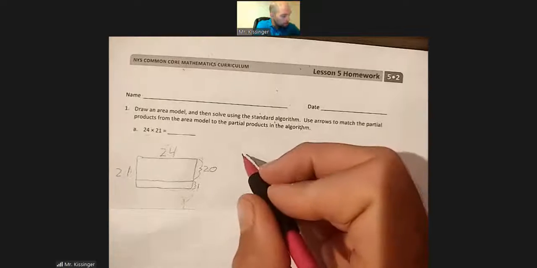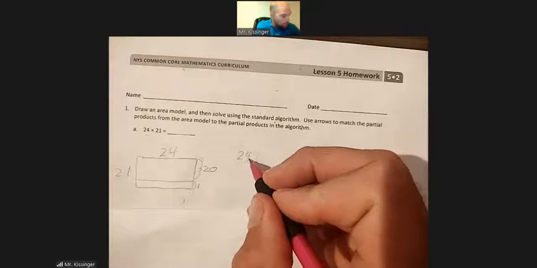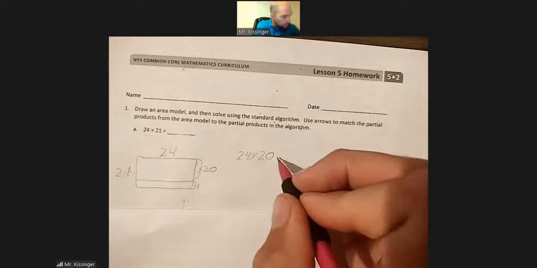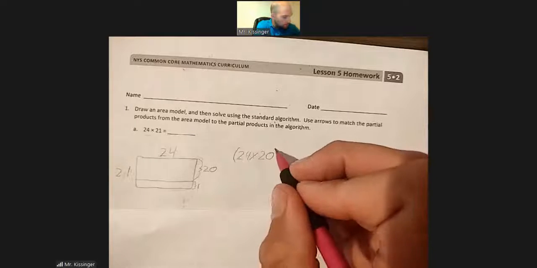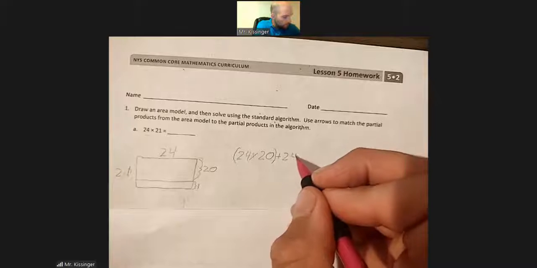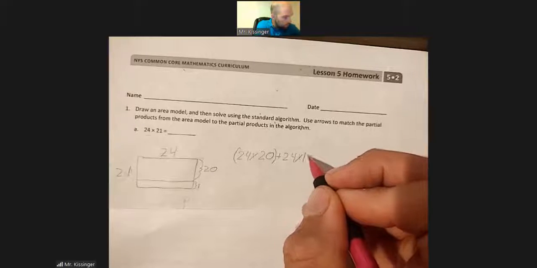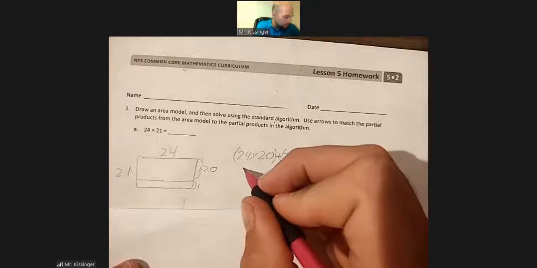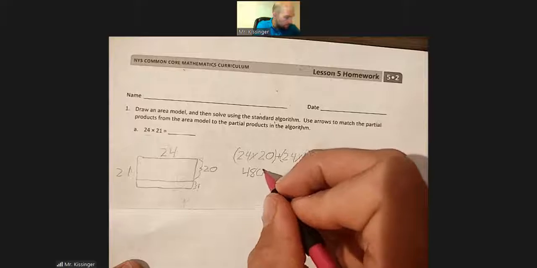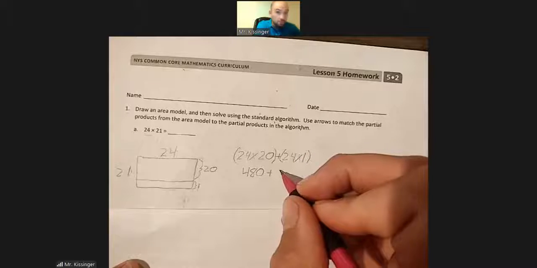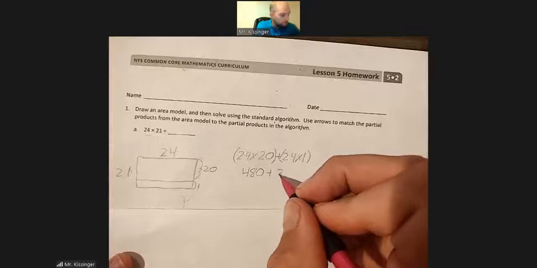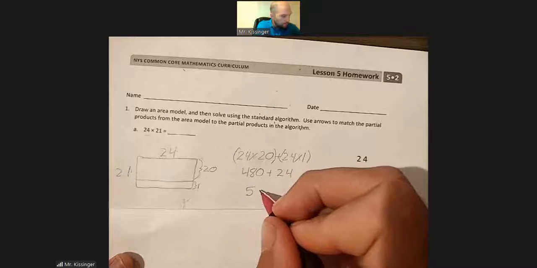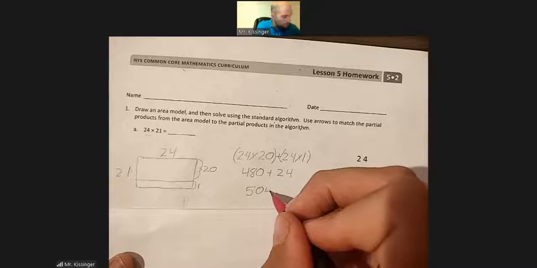So we can multiply 24 times 20. Then we're adding 24 times 1. 24 times 20 is 480. Plus 24 times 1, which is just 24. And that gives us 504.